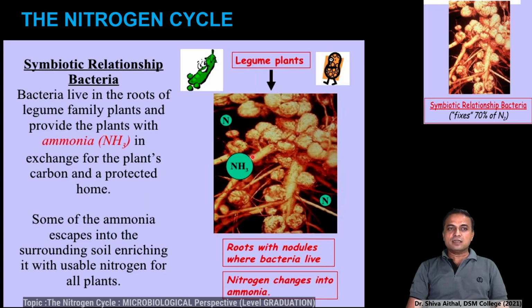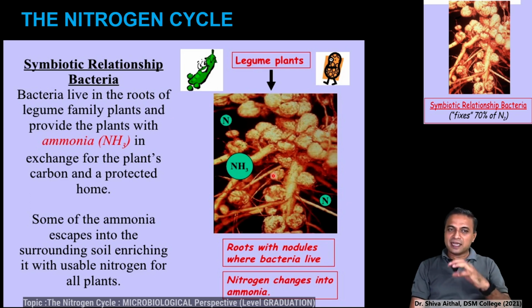Now the symbiotic bacteria, or the bacteria symbiotically related to plant roots, have root nodules. There are many plants called leguminous plants. These leguminous plants form root nodules, and these are the structures or areas where the bacteria live and thrive. Bacteria live in the roots of legume family plants and provide the plants with ammonia in exchange for the plant's carbon and a niche or a home. The plant provides the bacteria a habitat, a safe environment to grow.